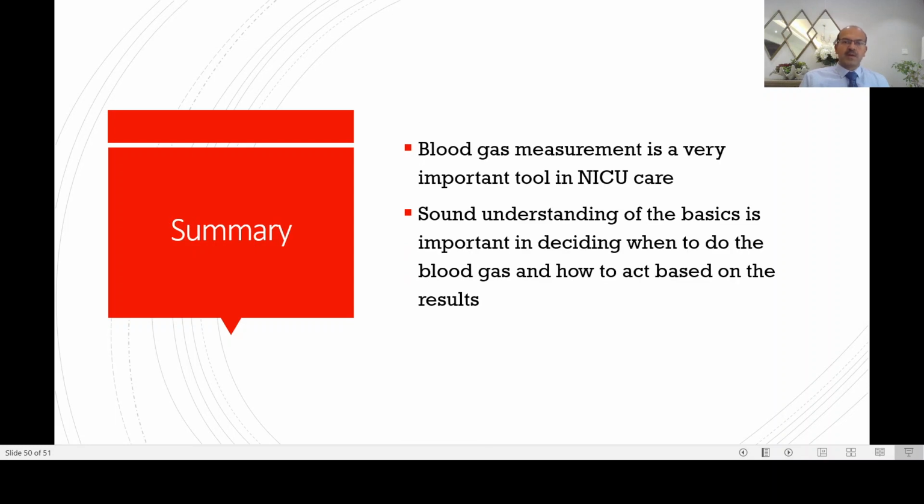So to summarize, blood gas measurement is a very important tool in NICU care. A sound understanding of the basics is important in deciding what to do, when to do the blood gas, and how to act based on the results.